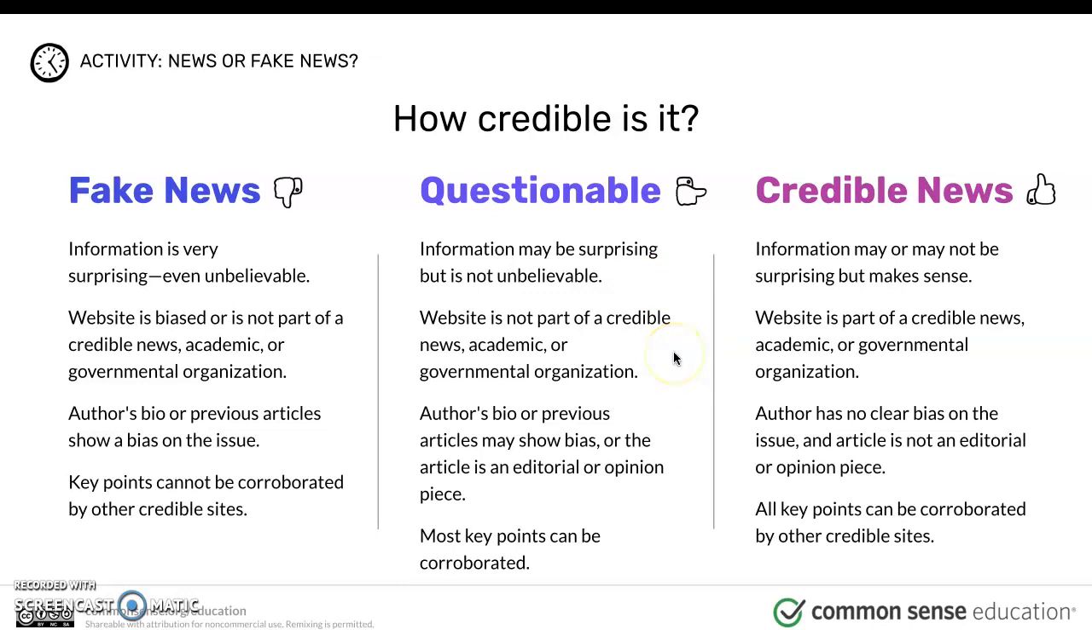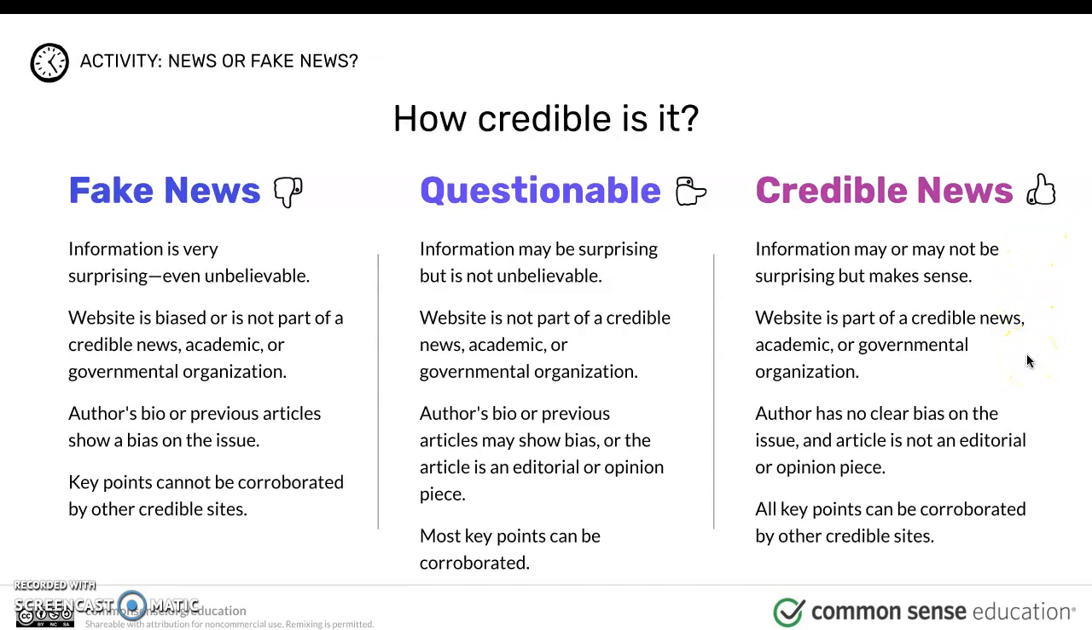The website is not part of a credible news, academic, or government organization. The author's bio or previous articles might show bias, or it might be an opinion article. And then if it's questionable, that should show you that most key points can be corroborated. And then finally, credible news, which is the one that we are wanting to find. The information may or may not be surprising, but it does make sense. So once you're reading the article, you're not like, oh, well, that doesn't make any sense. It's telling you something that makes sense and that you could believe.